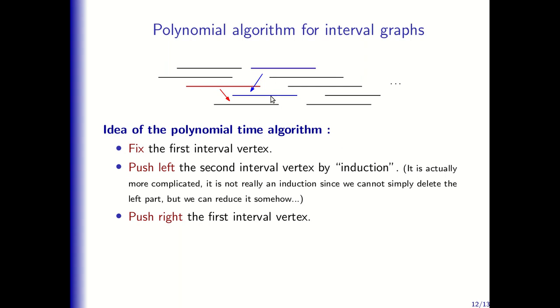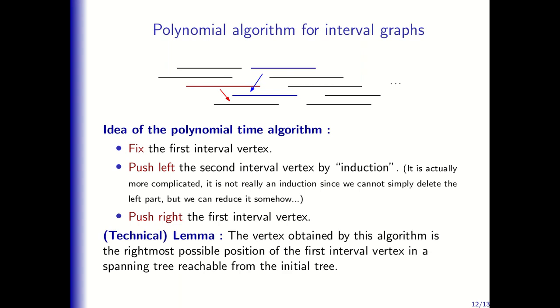And then when we have reached the leftmost possible second vertex, we simply have to try to push right the first internal node. And what we can show is that after doing that, we have reached the rightmost possible first internal vertex of a spanning tree in the connected component. And so we just repeat that again and again and try to determine if we reach exactly the same vertices each time for the two spanning trees.